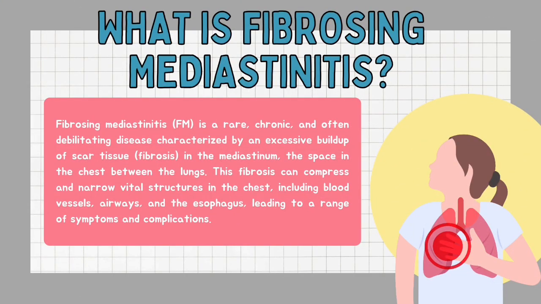So what is fibrosing mediastinitis? Fibrosing mediastinitis is a rare, chronic, and progressive disease characterized by excessive buildup of scar tissue or fibrosis in the mediastinum, the space in the chest between the lungs. The fibrosis can compress and narrow vital structures in the chest including blood vessels, airways, and the esophagus, leading to a range of symptoms and complications.